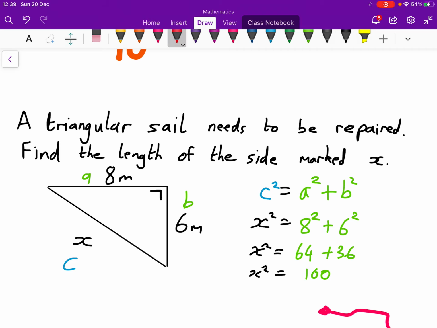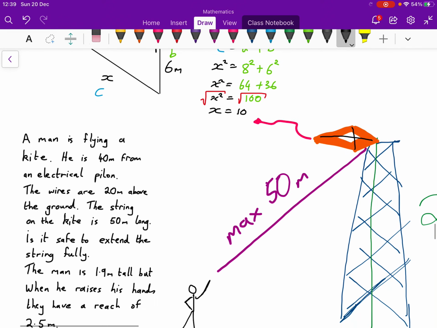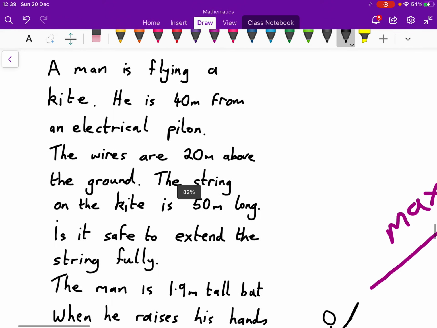We don't want to know X squared, we want to know X, so we're going to square root both sides. The square and the square root always cancel each other, don't they? So X is equal to what? The square root of 100 is 10. Okay, so X is equal to 10. So that's easy enough. The next question may be slightly harder because it's worded a bit difficult.